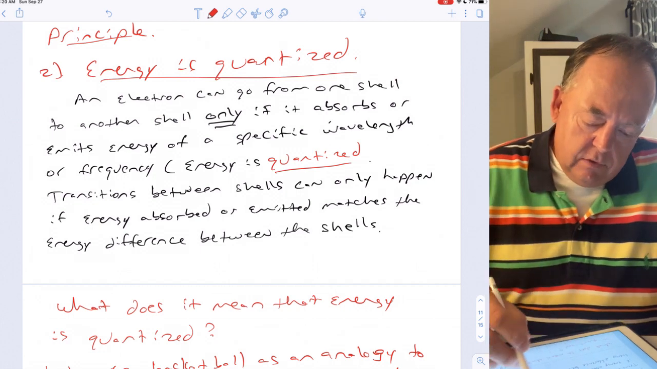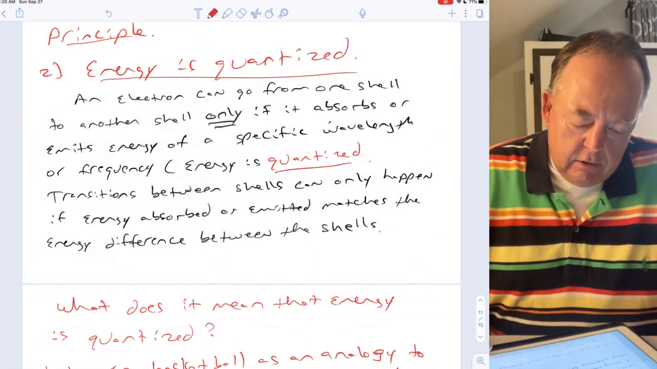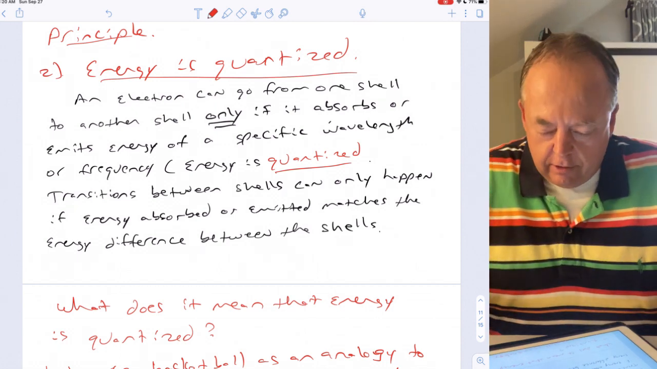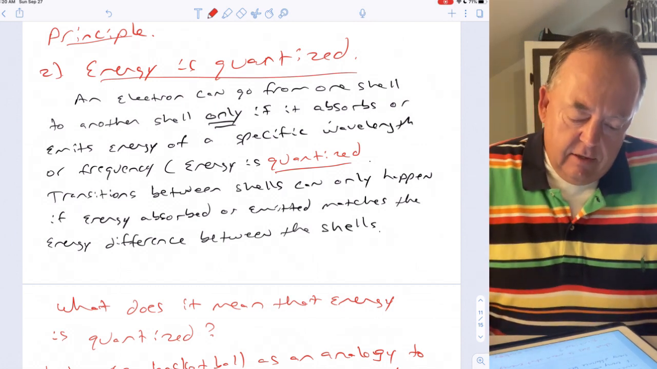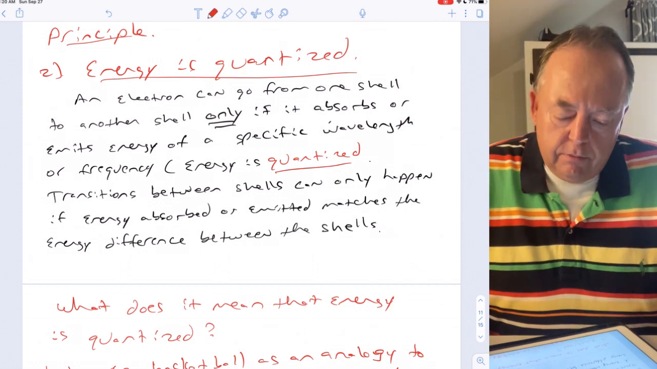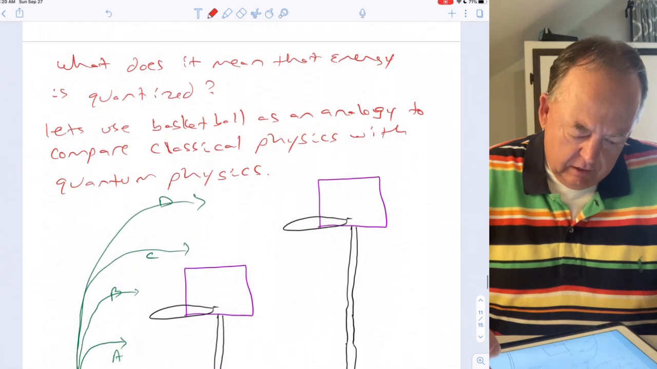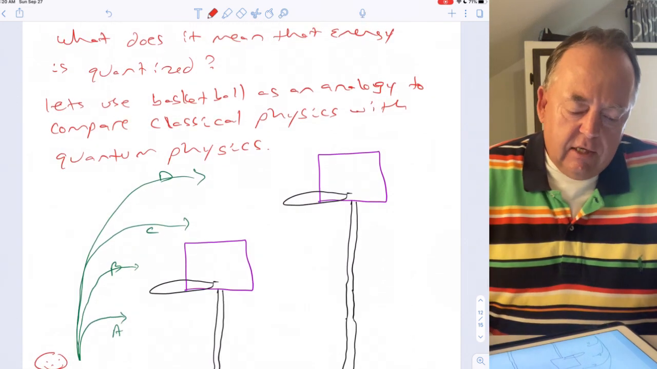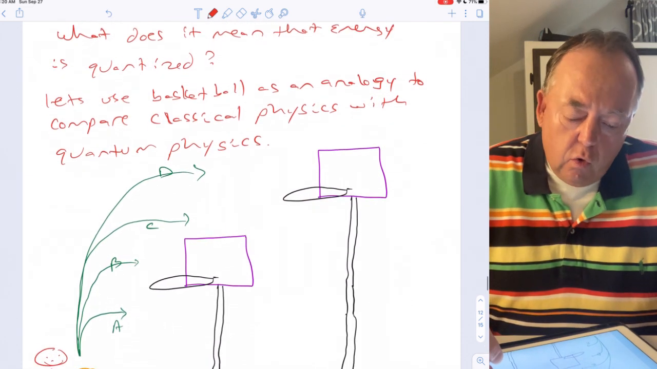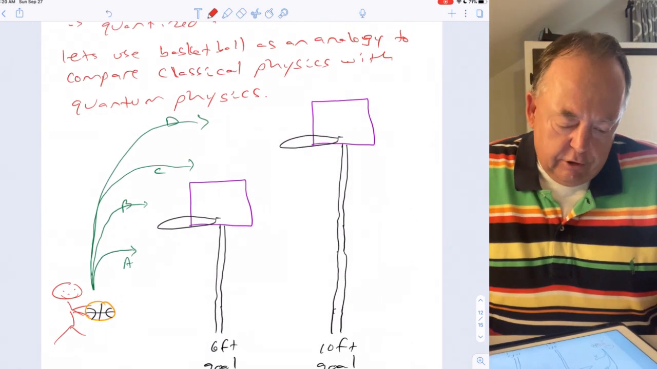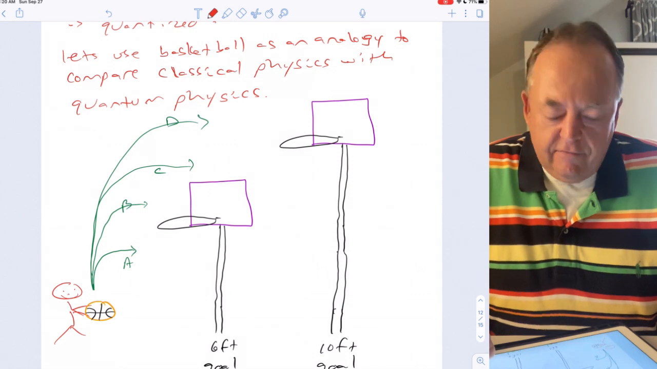So we gave you this context in terms of an atom. An electron can move from one shell to another shell if the light or the energy that it absorbs matches the gap in energy between those shells, right? So let's give another perspective on this to understand what energy is quantized means. Let's use a basketball analogy. Let's say you're shooting baskets at a 6-foot hoop and a 10-foot hoop.